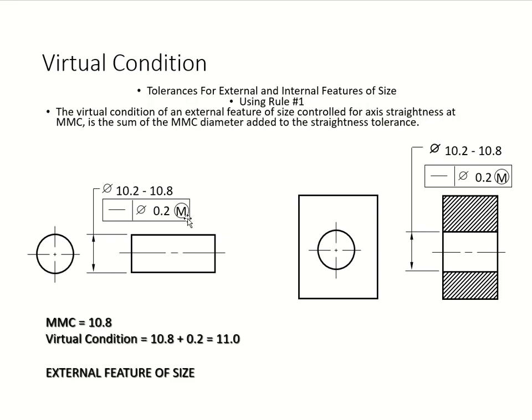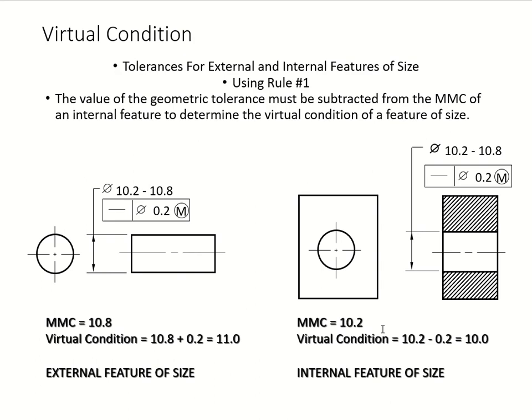Virtual condition, we add it from your MMC. So 11 internal MMC 10.2, get the least for internal, then add your geometric, so we get 10. So that's your virtual condition.